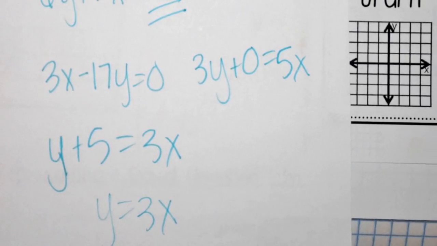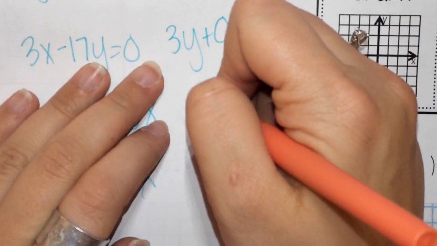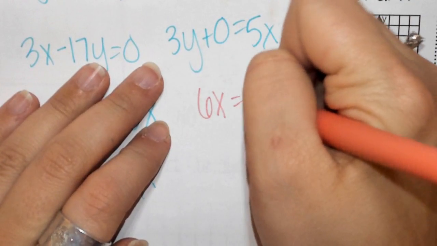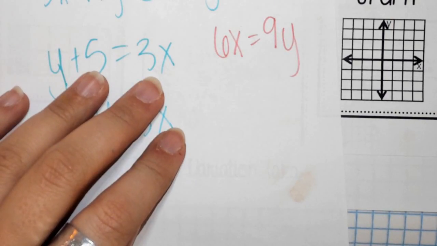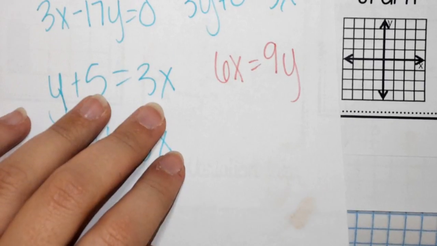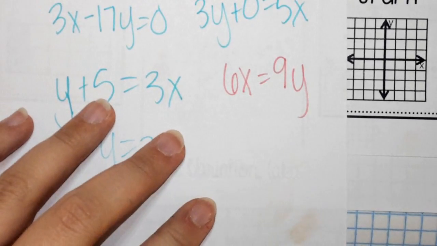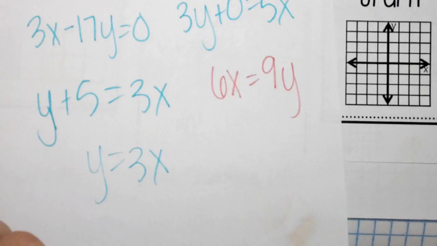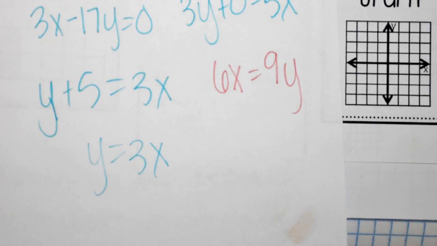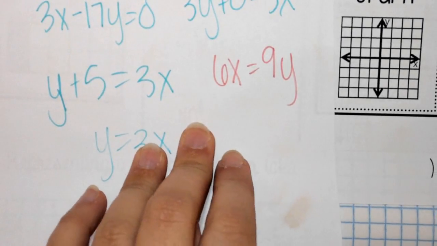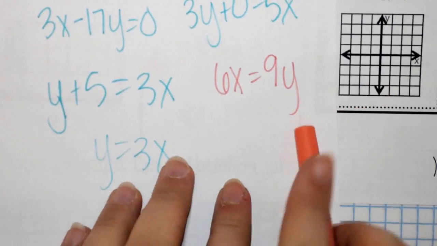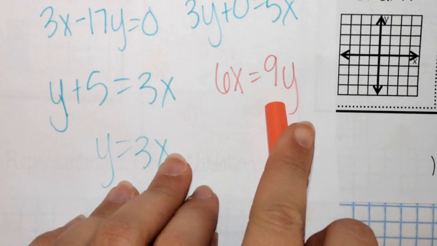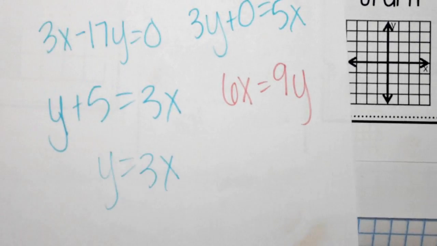Alright, what about if I said this? Yes, it would. Look at it, not just say yes or no. Why do you think it is? It's backwards. So what would we do to get y by itself? Divide by 9. Very good, Kimberly.